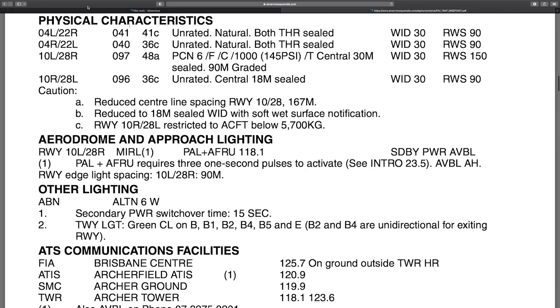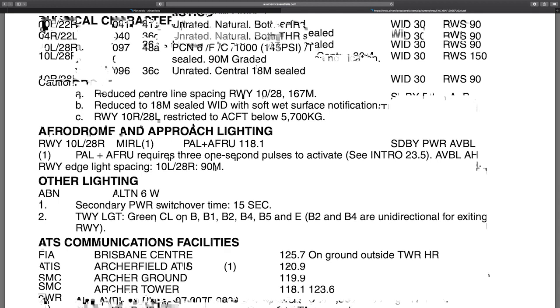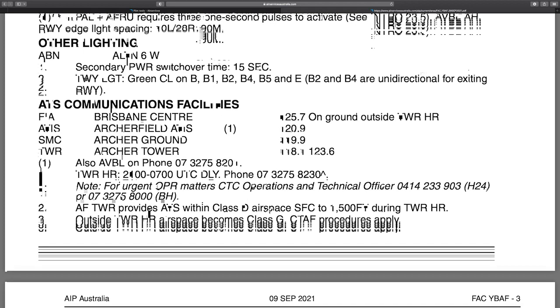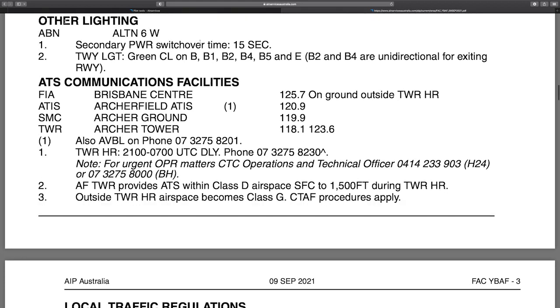We then have some physical characteristics of the runways. So we have our 4 different runways that are listed here and the different types. Underneath that we have aerodrome and approach lighting that's available to us. So the runway that's lit and how we're to activate the lights during nighttime operations as well. We then have some information around other lighting that's available at the aerodrome as well.